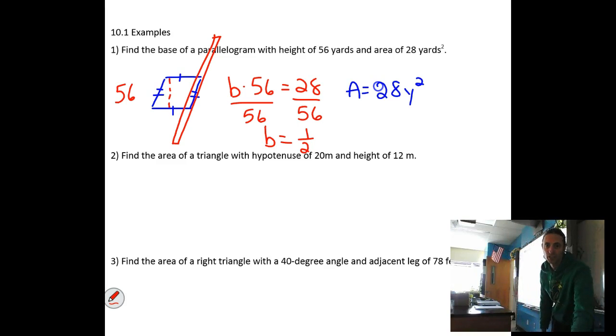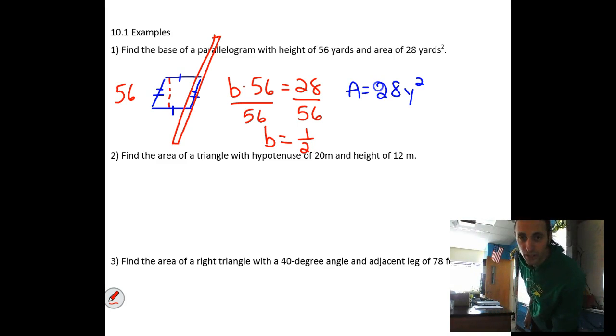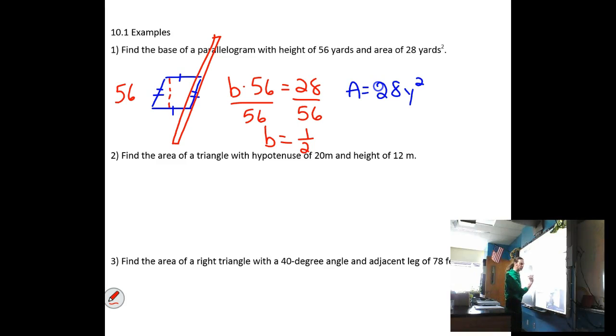The second problem says, find the area of a triangle with a hypotenuse of 20 and a height of 12. If you want to do this problem first, see if you can do it ahead of me. Good, pause the video and we'll do it. All right, find the area of a triangle whose hypotenuse is 20 and height is 12. Well, the moment it says hypotenuse, I know it's a right triangle.